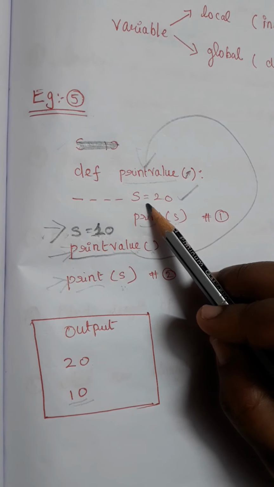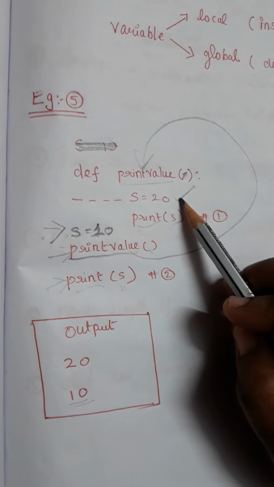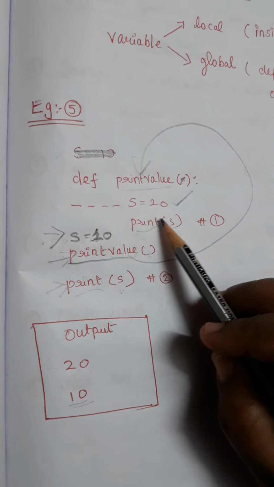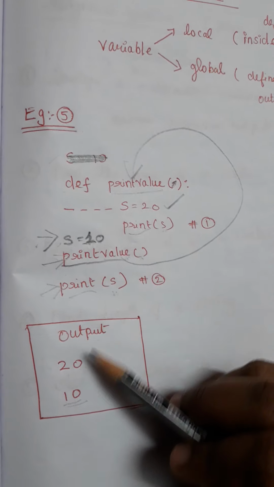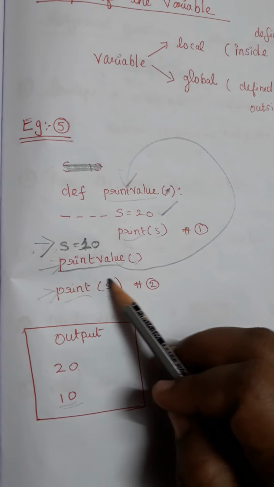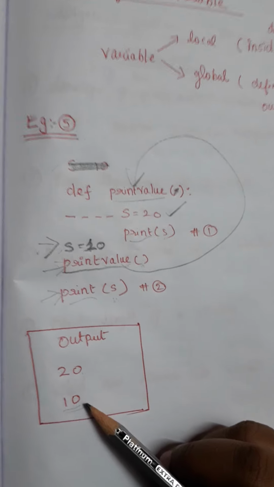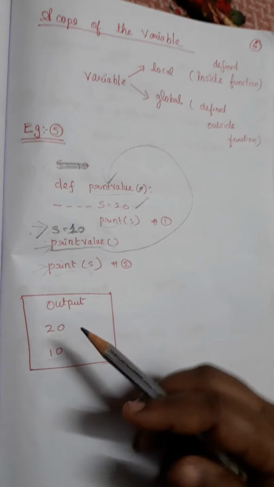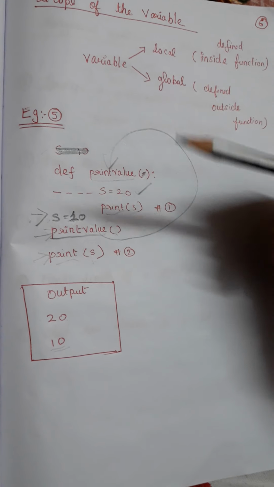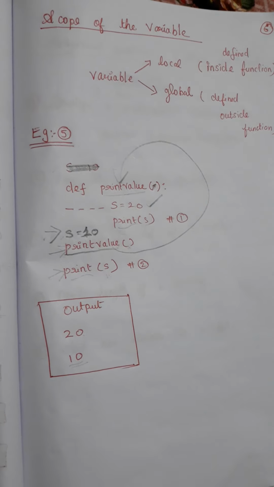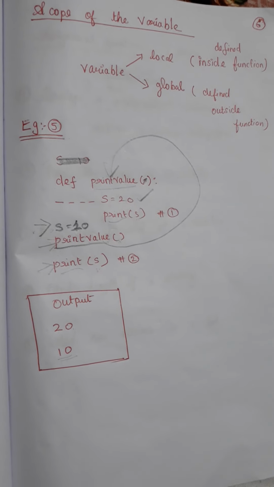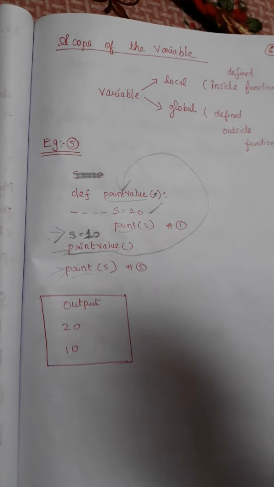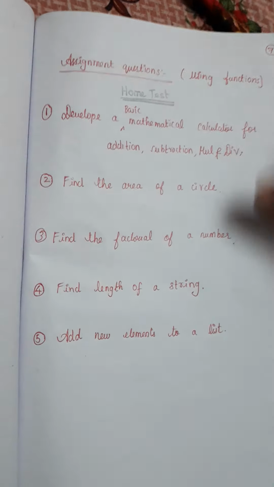Inside the function, the value of s is 20. This is a local variable. This s is defined outside the function. It is a global variable. So when I am printing s inside the function, the value becomes 20. When it comes outside the function, the value of s is 10. So this is what is called the scope of the variable, that is the global variable and a local variable. You may get a question: what is the difference between a local variable and a global variable? These are the important topics we have seen today, and these will be the questions for your home test today.